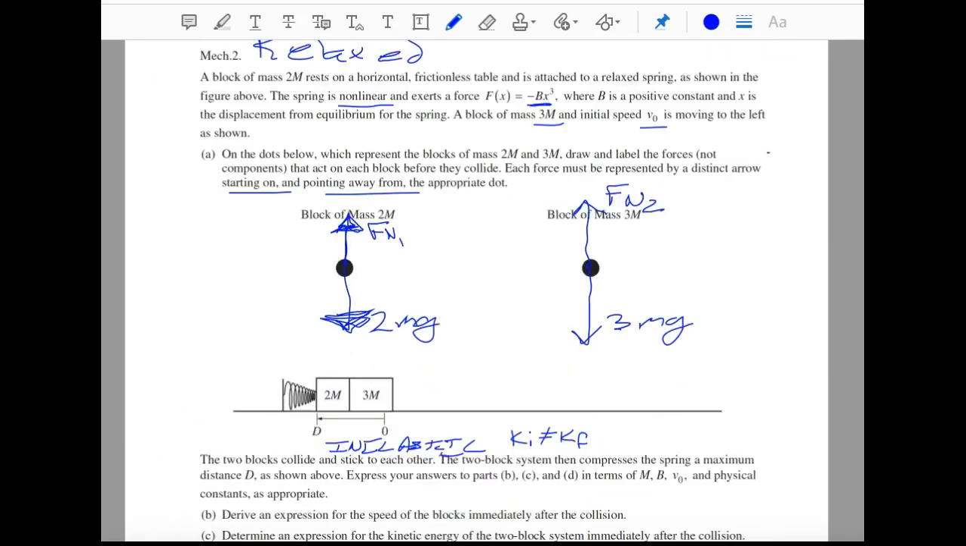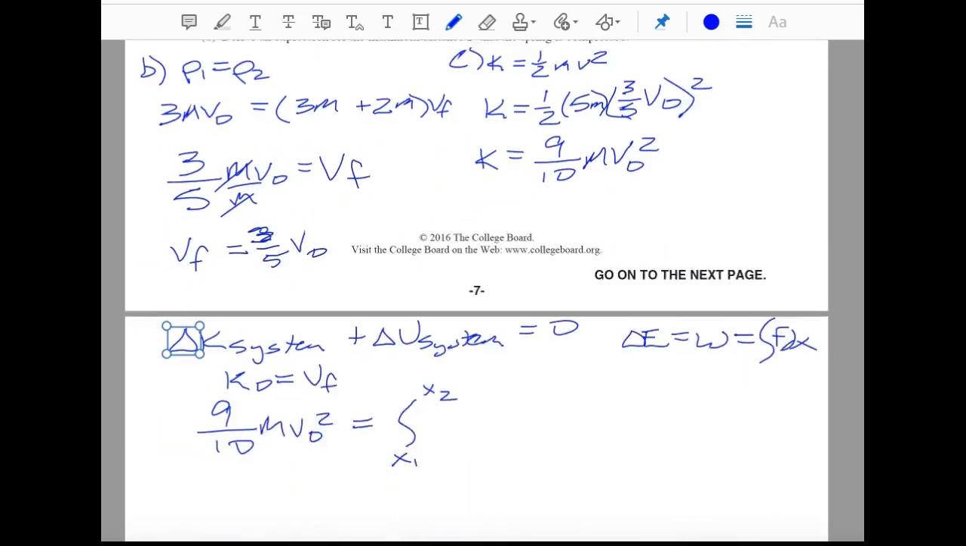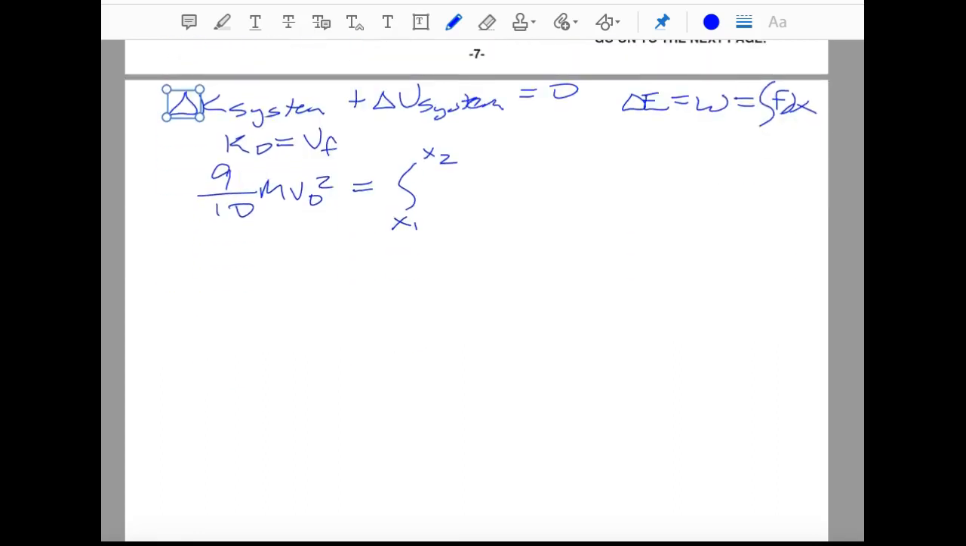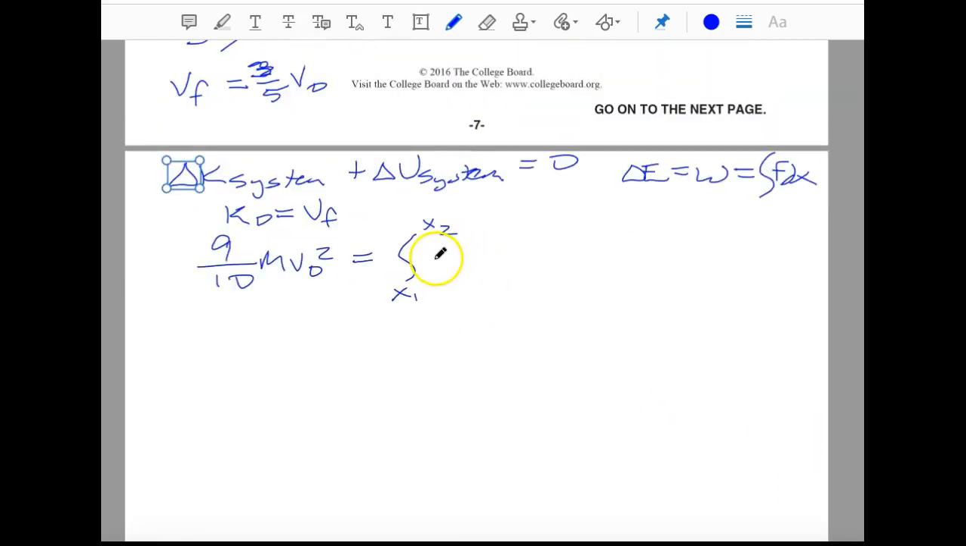Earlier they told us that F of x is negative bx cubed. So we need to put in negative bx cubed dx, and this also needs to be negative. We know that this is negative because of the way that the spring is compressed, so negative force from that spring going away from its equilibrium point. Okay, so now that we've done that, let's go ahead and do our math.